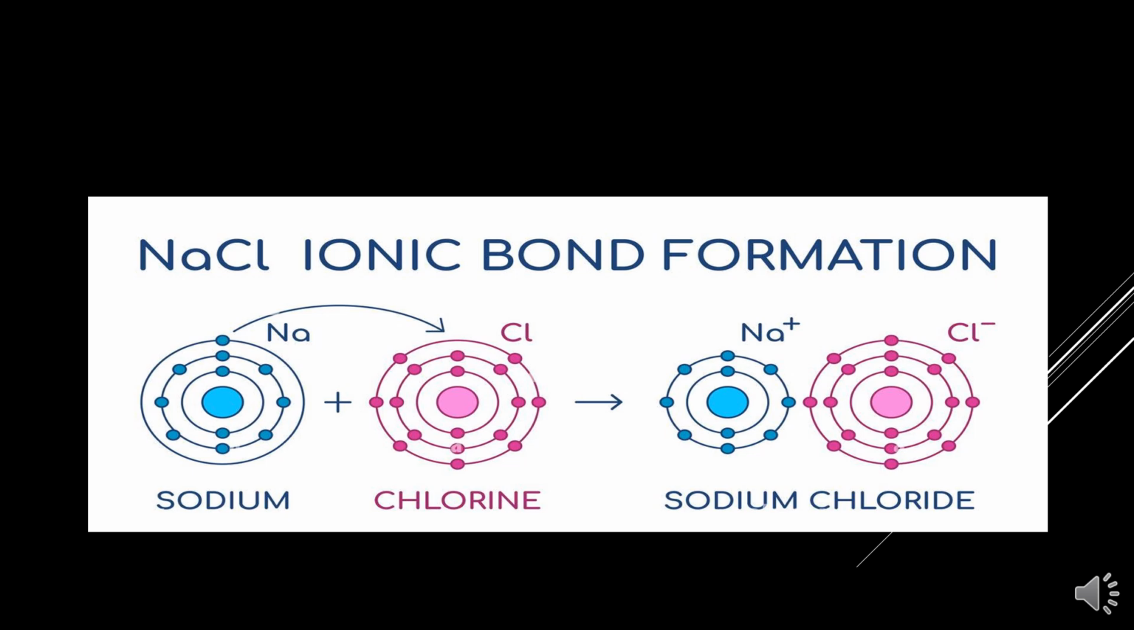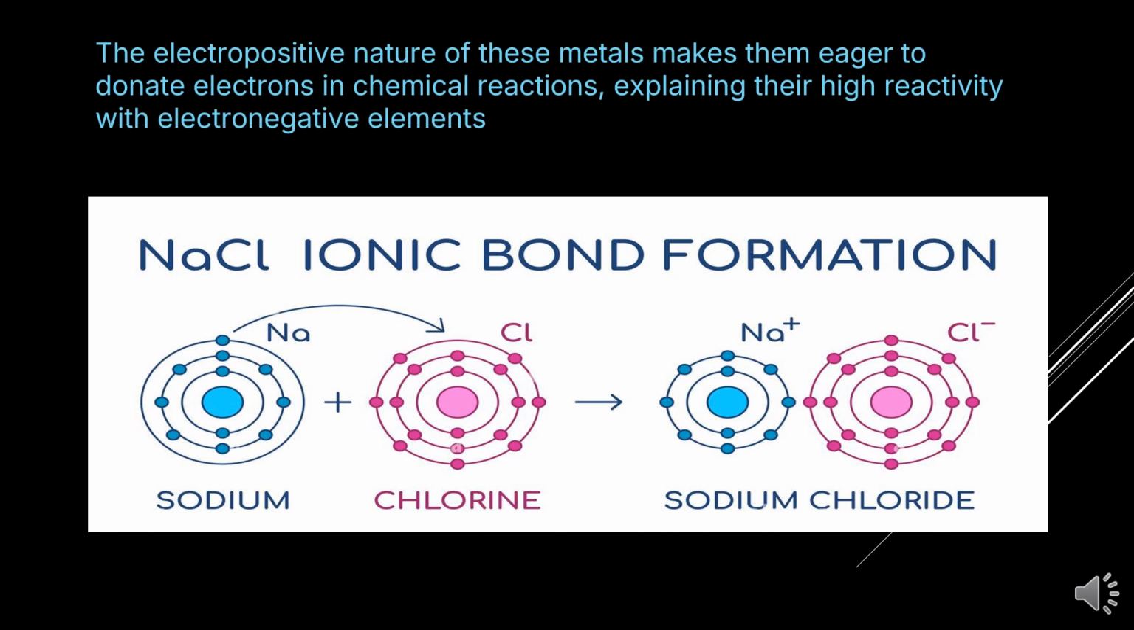How ionic bond develops in sodium chloride? The electropositive nature of these metals makes them eager to donate electrons in chemical reactions, explaining their high reactivity with electronegative elements. As you could see, the electron is being transferred from sodium metal to chlorine non-metal. The result is the formation of sodium cation and chloride anion, and there is ionic bond between sodium and chlorine elements.